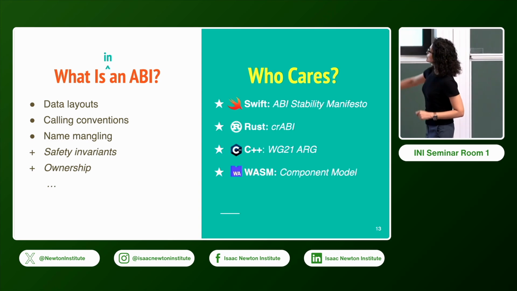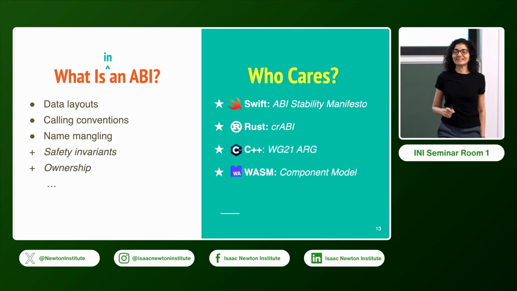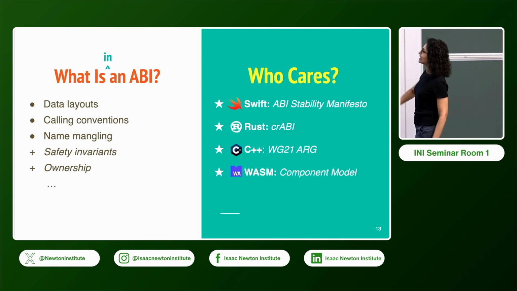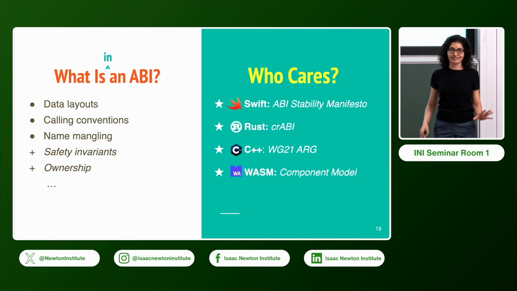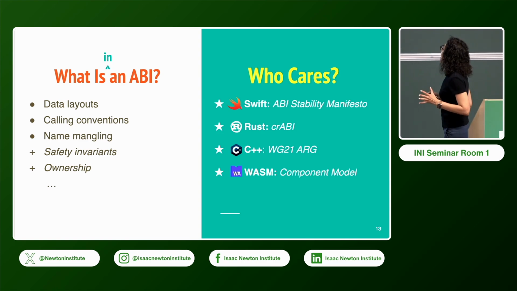Okay, that's why I have safety invariance and ownership in italics and the others not, because the others we all kind of agree on and they've become standards. But should an ABI include ownership and safety invariance is a question that we very much still need to push the envelope on. Okay, yeah.